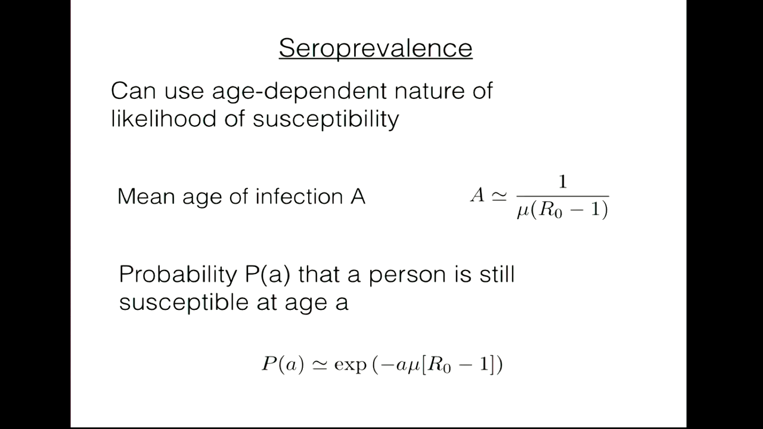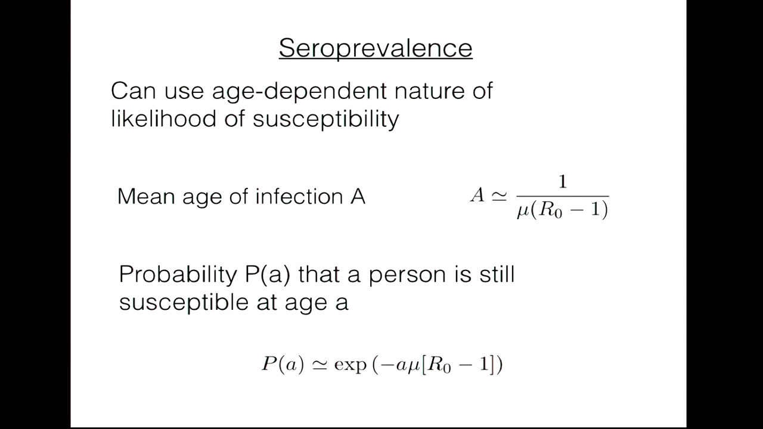Okay, so let's go back to the seroprevalence result. And now here we use the age-dependent nature of the likelihood of susceptibility. So remember that we wrote the mean age of infection to be 1 over mu times R0 minus 1. Okay, this was exponentially distributed. That means you could write the probability PA that a person is still susceptible at age A as an exponentially decaying function with the mean age of infection appearing in the denominator.